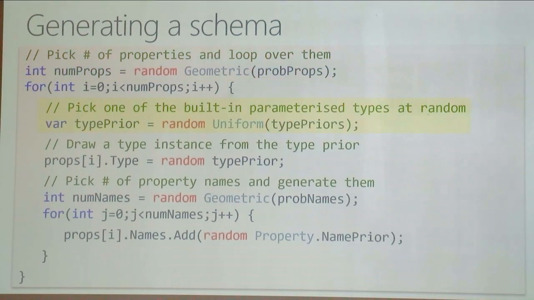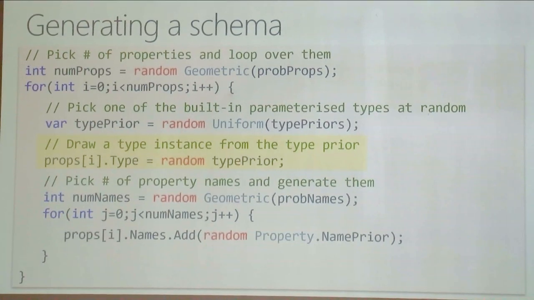And for each such property, we draw a type prior. And the type prior you can think of as one of the rows in that table. Okay, and then once we have a row in the table, we want to pick a parameterization. So that's this line of the probabilistic program. And then we want a name for our property.